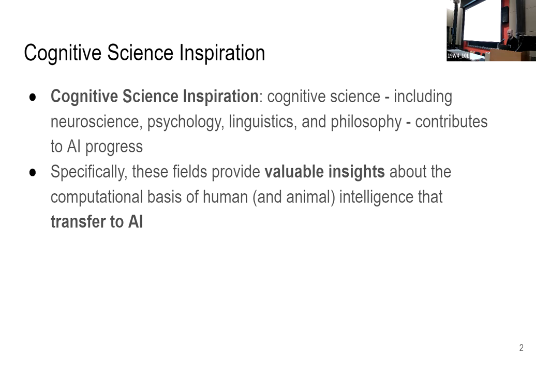Let's call it cognitive science inspiration. And this is the view that cognitive science, and I'm using that broadly to include neuroscience, psychology, linguistics, and parts of philosophy, contributes to AI progress. These fields are about understanding intelligent behavior in the only intelligent systems that we know about. And so we can learn things that will transfer to the case of AI.